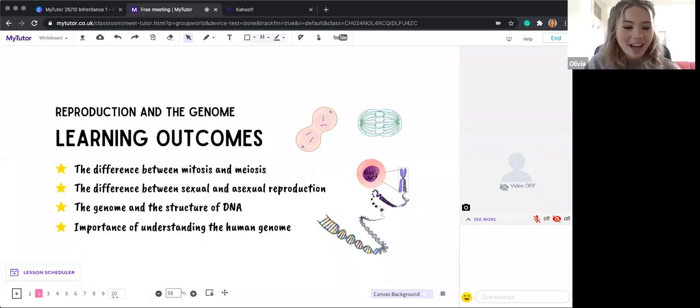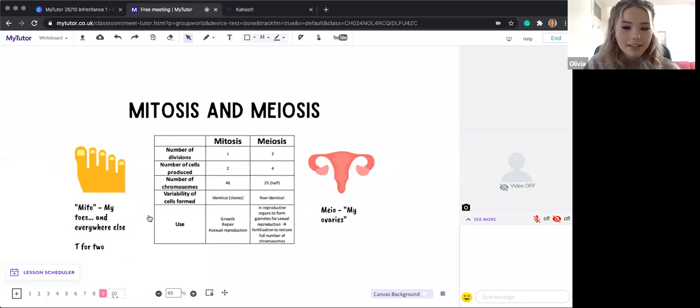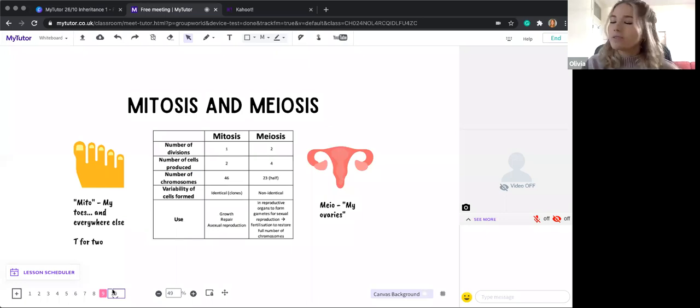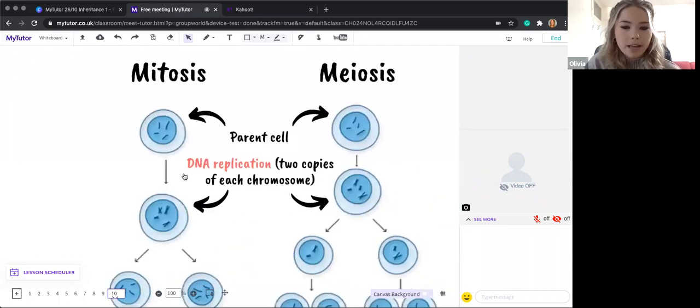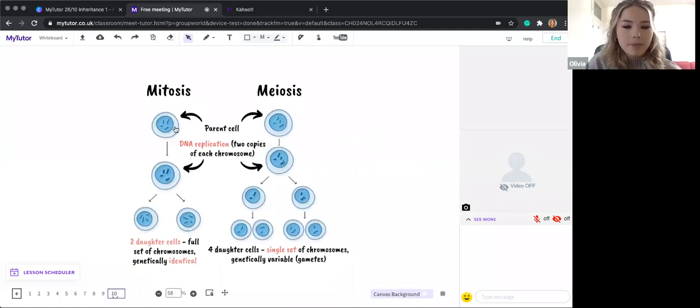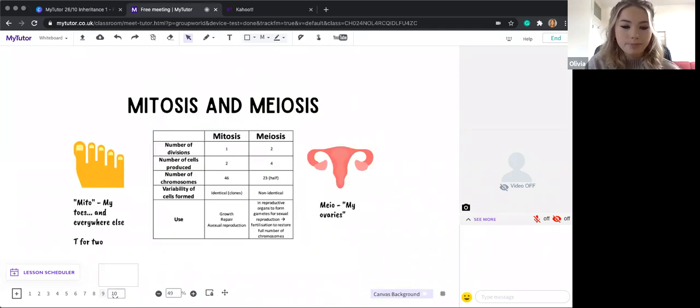Well done. So let's have a look at how that happens and what specifically the differences are then. So I've summarized everything in this slide for you, so you can screenshot this or copy this out. So I'm going to come back to this. So let's look at this. Firstly then, these are both types of cell division, and we're going to look at how they happen.